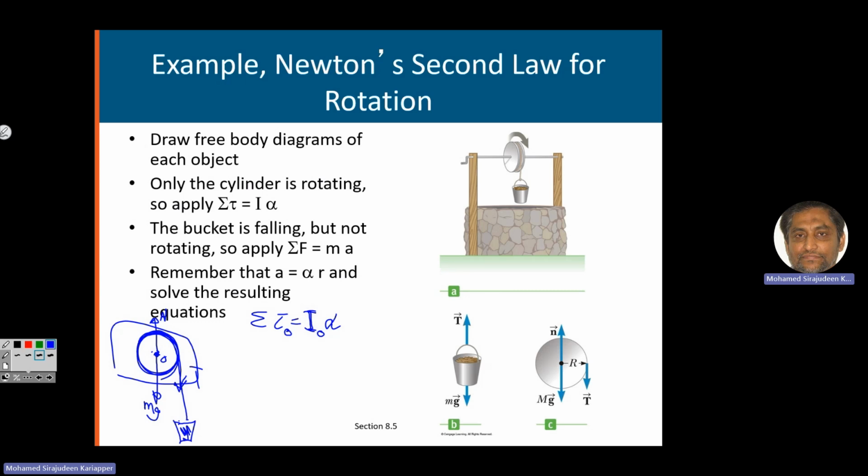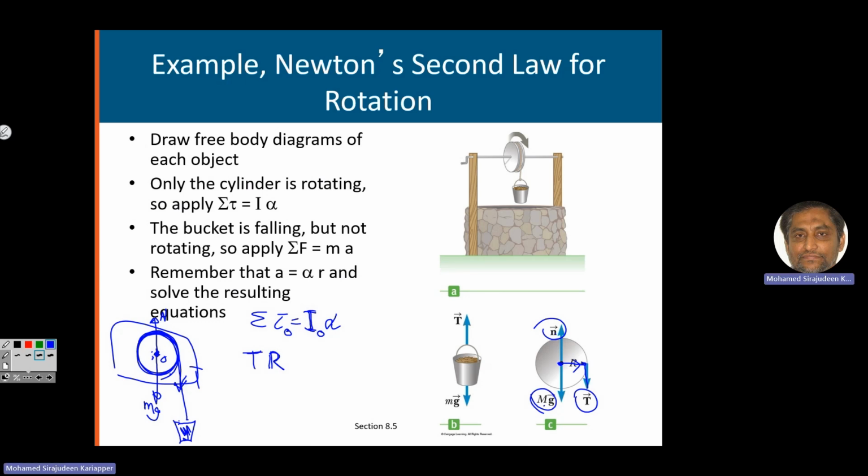So the net torque means torque from all the forces. We have how many forces? T, N, and mg. Luckily, N and mg will have zero torque because the point is O, and the force is also applied at O, so the two forces will have zero torque. The only torque will come from T. And the distance of the T to where we want the torque is the radius. So R, T times R. This is the torque from the tension force.